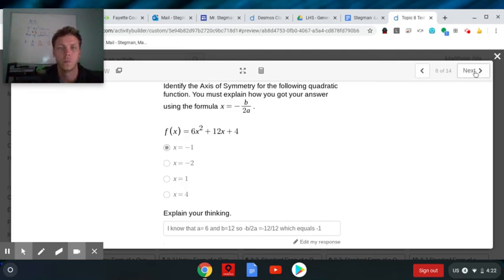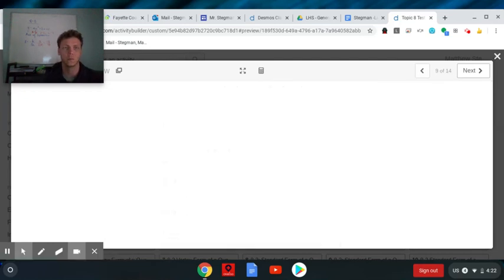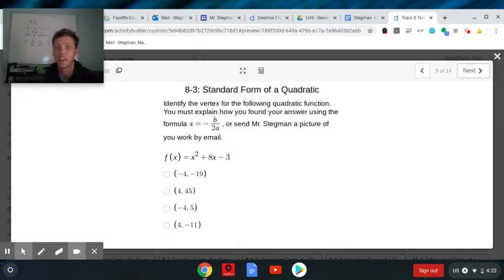All right. Next problem. Now the next one is something similar, but this one wants us to go ahead and find the full vertex. We know that the x value of the vertex and the axis of symmetry are the same. So for the vertex, we're going to do something very similar. But this time, because there's no number in front of the x squared, my A is 1, the B is 8, and the C is negative 3. Those are the values there.